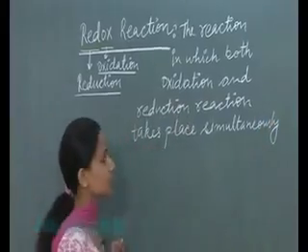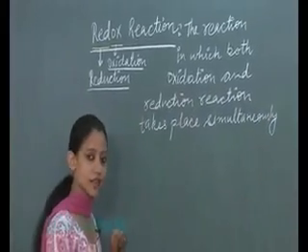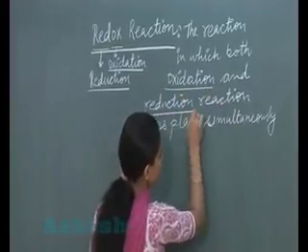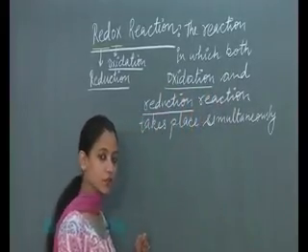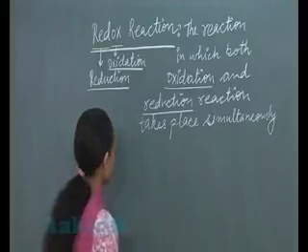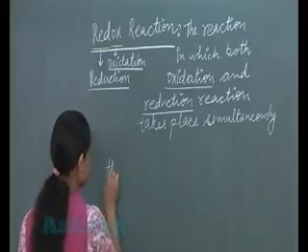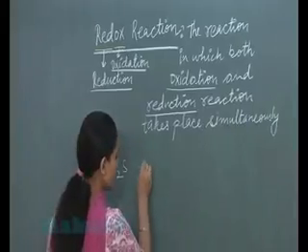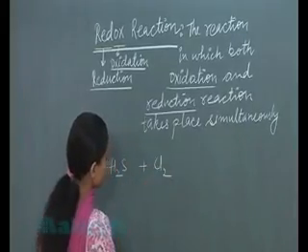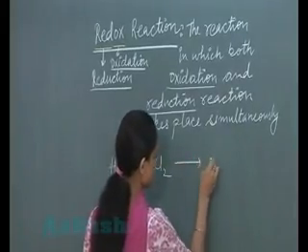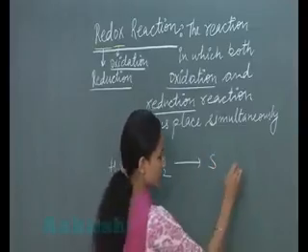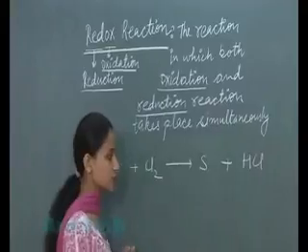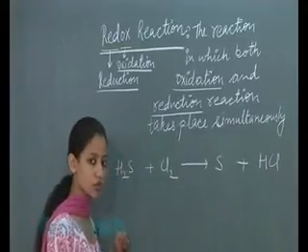Now students, let us see what is the redox reaction. It is the reaction in which both oxidation and reduction take place simultaneously. Now let us see an example students. Here the example I am taking is of hydrogen sulfide. Now students, if we have hydrogen sulfide and it reacts with chlorine, the products that we get are sulfur plus HCl. Now students, let us see whether this is a redox reaction or not.